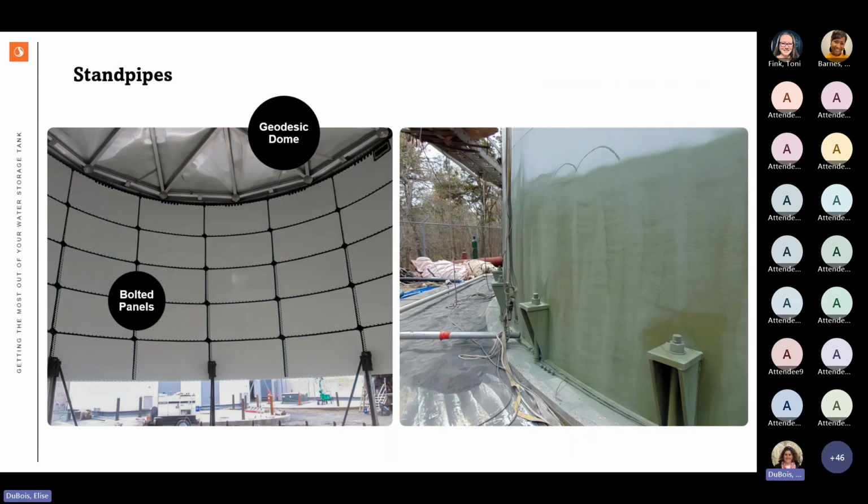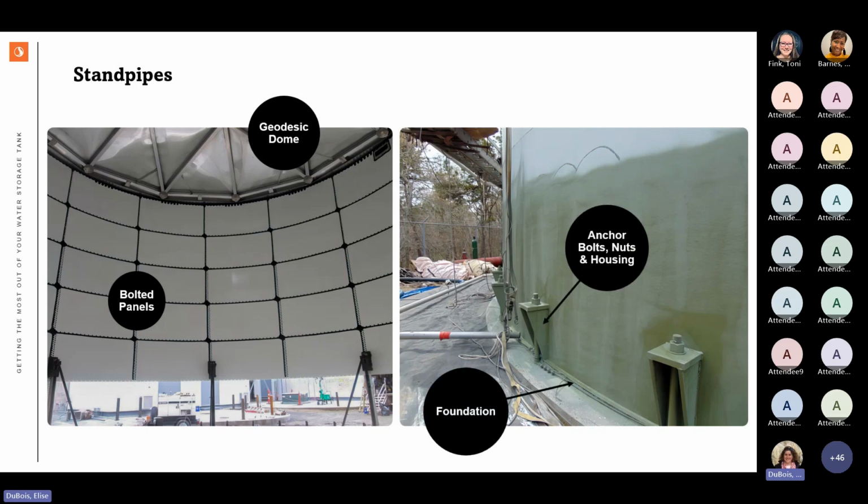Geodesic domes, these are typically aluminum, triangular shaped. They're normally found on the glass fused to steel bolted tanks. However, I have seen geodesic domes on concrete tanks. We also have some anchor bolts, nuts, and housings here. Those are typical on all of your reservoirs, standpipes, and you'll even see them on the elevated tanks from time to time.